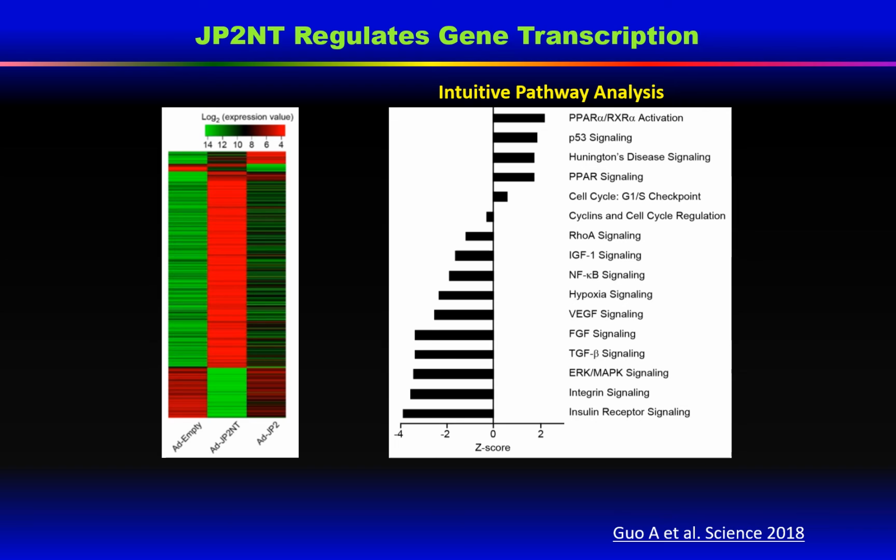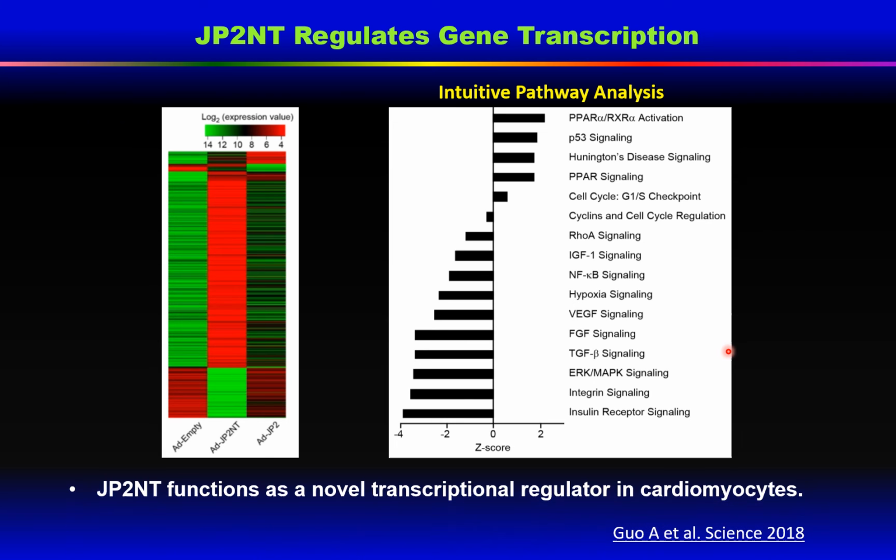Ingenuity pathway analysis revealed that these significantly altered genes are related to many important signaling pathways, such as the insulin receptor, integrin, ERK, MAPK, NF-kappa B, etc., suggesting JP2NT may negatively regulate cardiac pathological remodeling by preventing hypertrophy, fibrosis, inflammation, etc.